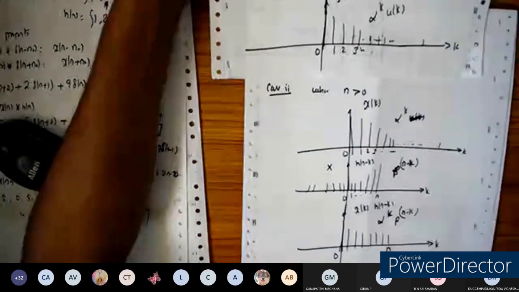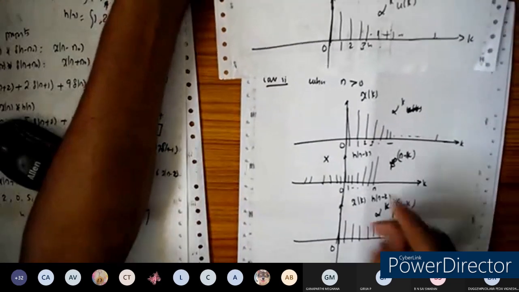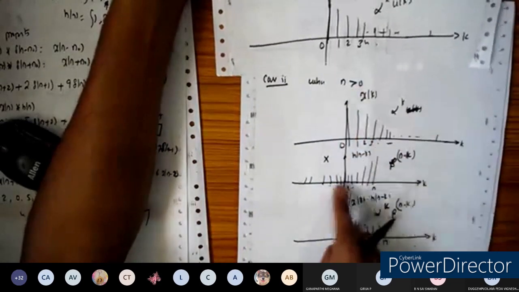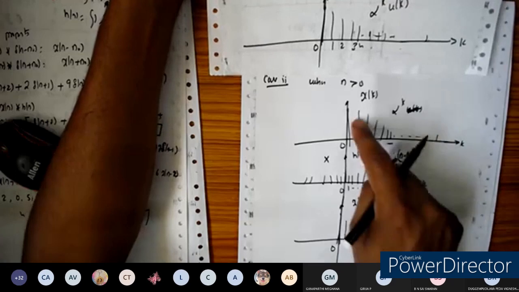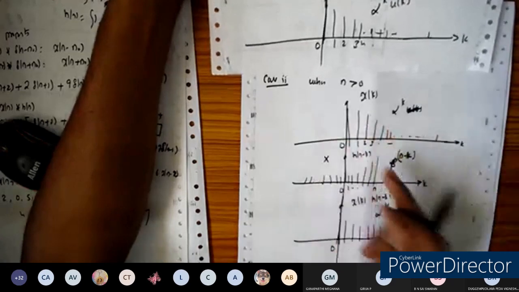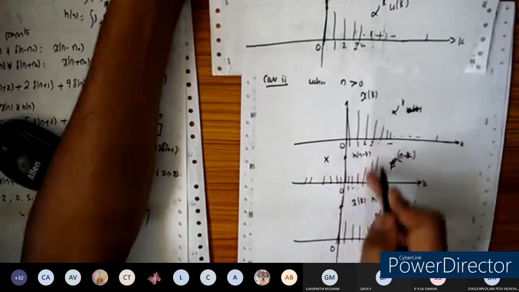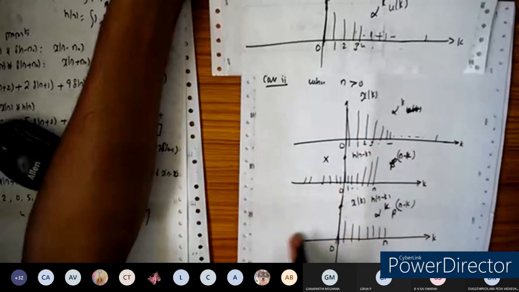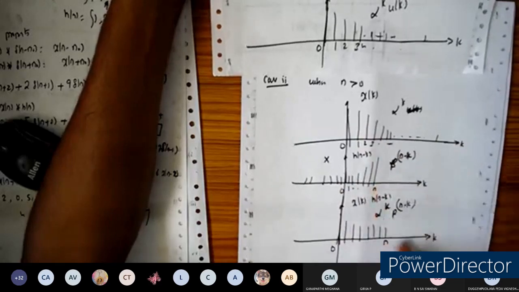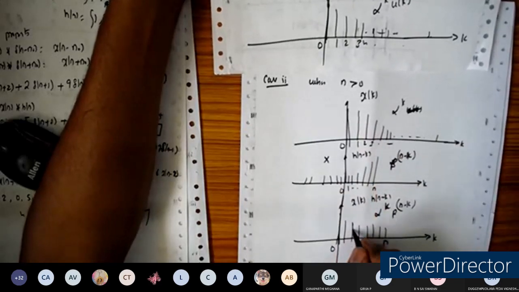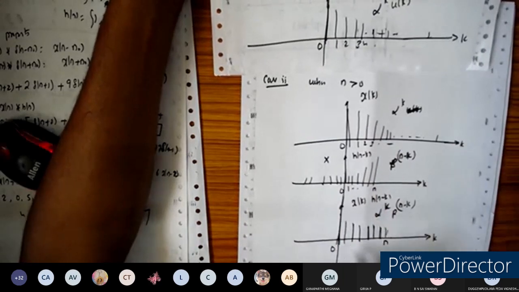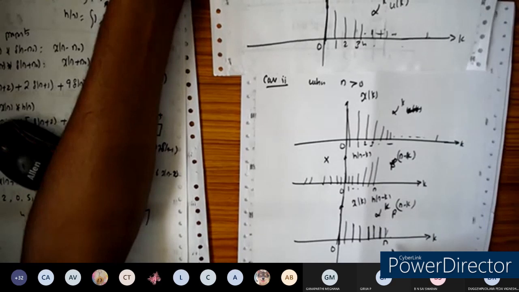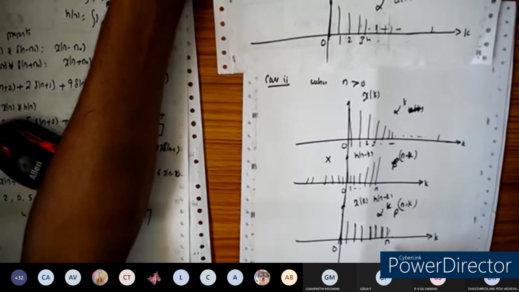You're getting the concept, right? Okay, I'm taking the case when n is greater than 0. I'm going to move n towards the positive axis. When I move towards the positive axis, you can see the sequences get overlapped from 0 up to n. Before 0, the product will be 0. After n, the product will be 0. So the product is overlapped in this region, from 0 to n.